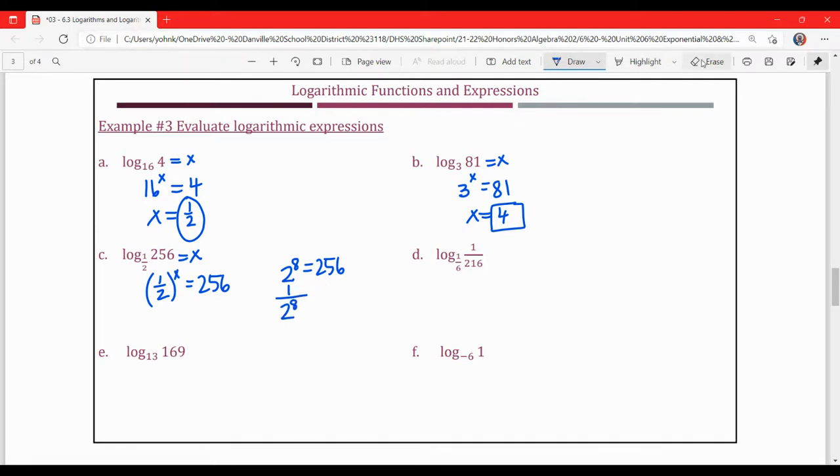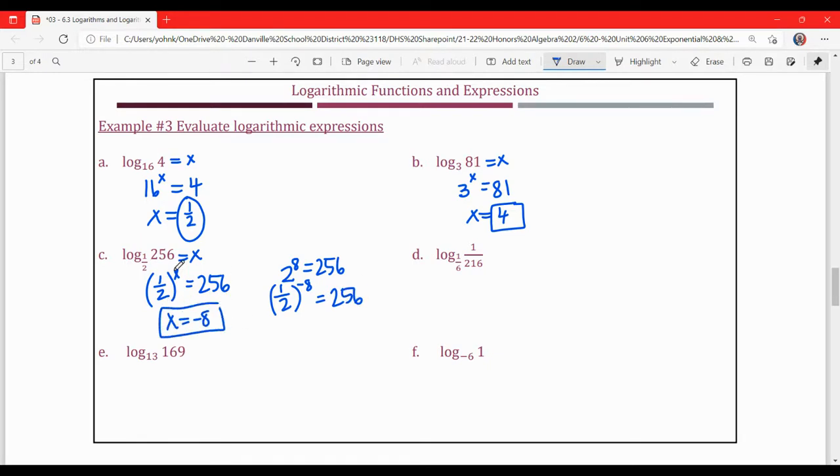No, my bad. So if I start with a fraction, then I could do 2 to the negative 8. No, sorry. If I switch this as 1/2, then I'm going to put it to the negative 8 power. That's what I wanted, equals 256. So my x value is negative 8.